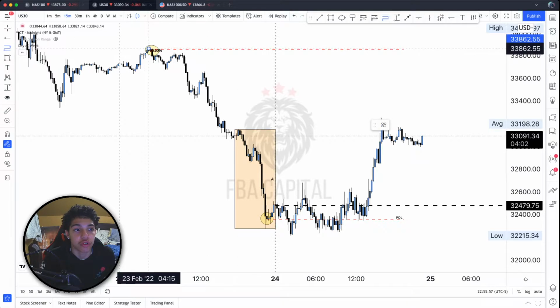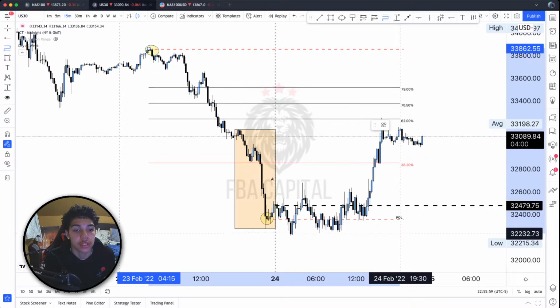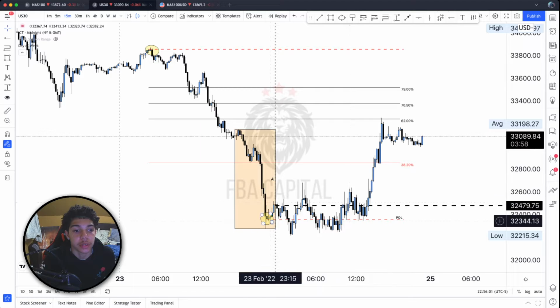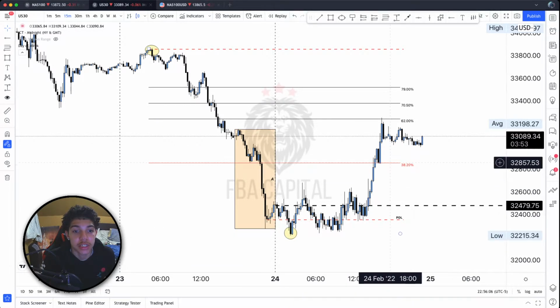And now that we have this, now I want you to pay attention to the previous day's high and low. So I'm going to draw my fib from this high to this low all the way down here. So I'm going to take it from here. I'm going to use this low because it's low. And as you can see, price came in right to that 62% right there.